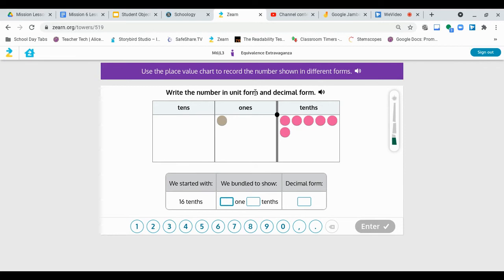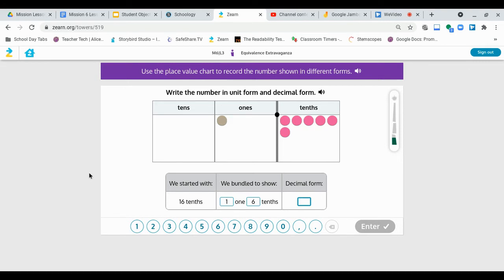Now we want to write the number in unit form and in decimal form. Okay, so down here it says we started with 16 tenths, which is true. And then we bundled to show, well, how many ones did we have? Well, after we bundled, we had 1 one. And how many tenths did we have left over? 1, 2, 3, 4, 5, 6. We had 6 tenths left over.